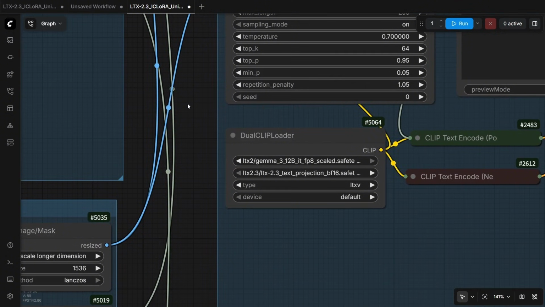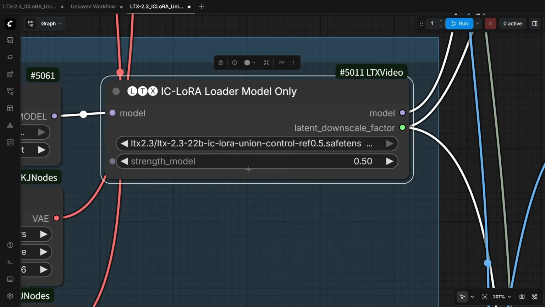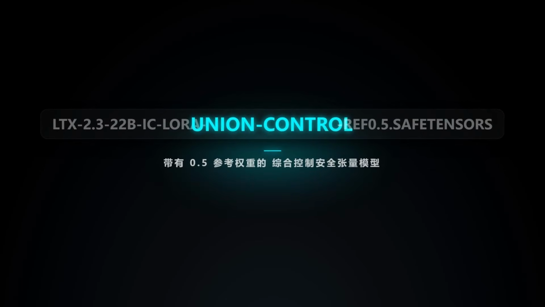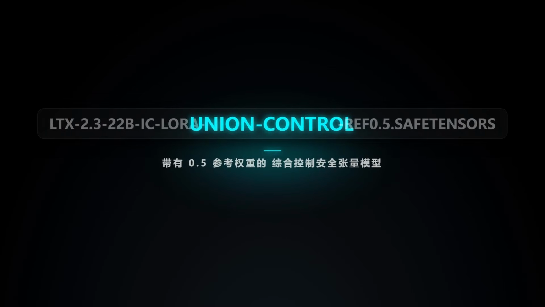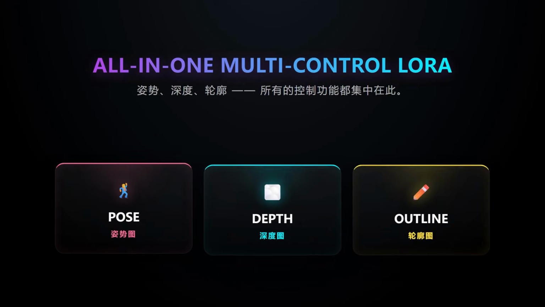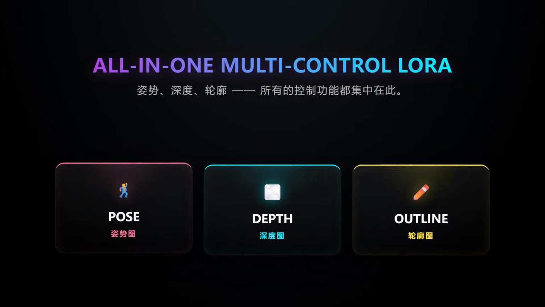Aside from loading the base model, we have a very important node here called the ICLORA loader. Using this node, we can easily load our ICLORA. The name of this LoRA is quite interesting. First, it is called Union Control LoRA, meaning it internally supports multiple control methods like the pose maps, depth maps, and edge maps we frequently talk about. It consolidates all these control functions into this single LoRA.